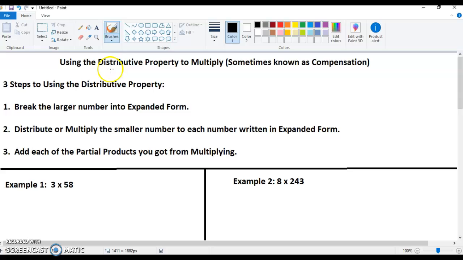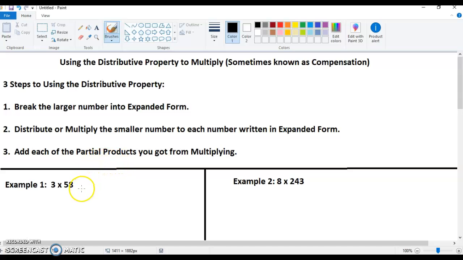So here are the steps. There's three steps. First thing you do is you take the larger number and you break it up into expanded form. Those are your place value skills. Then you're going to distribute or multiply. It means the same thing. You're going to distribute or multiply the smaller number to each number that's written in expanded form. That's place value. And then when you're done multiplying, you just add those products. They're called partial products.